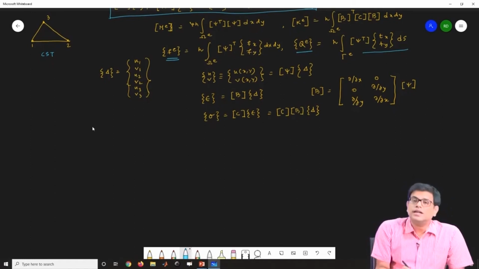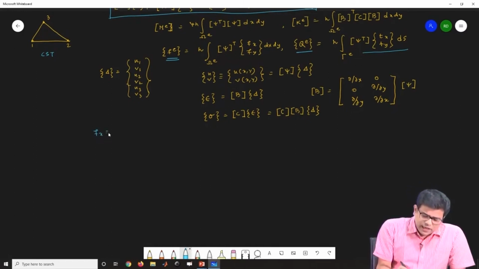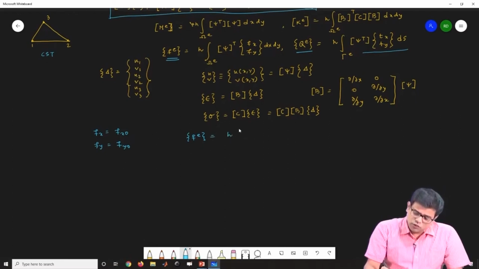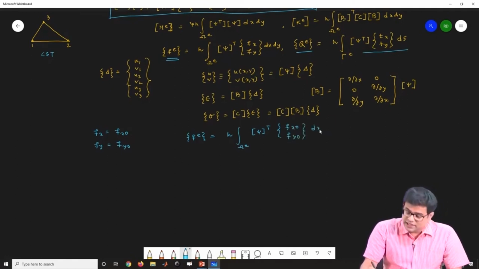But in case of constant Fx and Fy, that is, if I take Fx as f of x of 0 and Fy as a constant value f of y of 0, then this Fe form is very easy to compute, because it will look like this: the integral over omega e of psi transpose times f of x of 0, f of y of 0, dx dy.